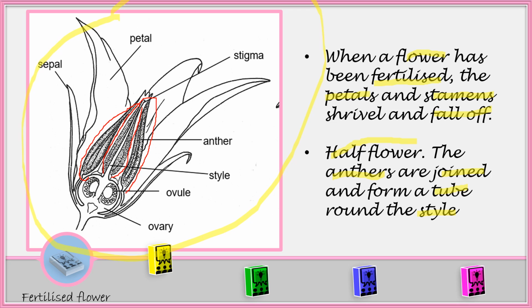So our style is the one in the middle here. This is our style here. So you can see it is between the stamen or the anthers.